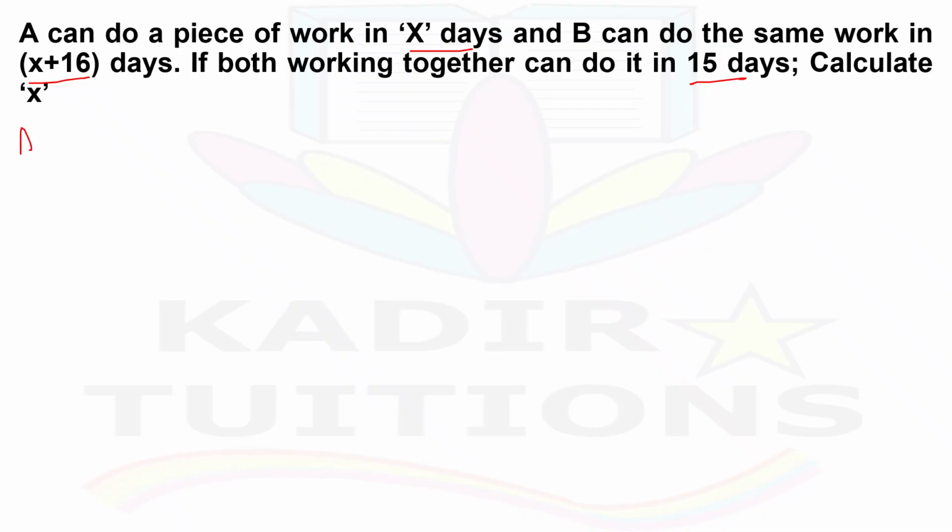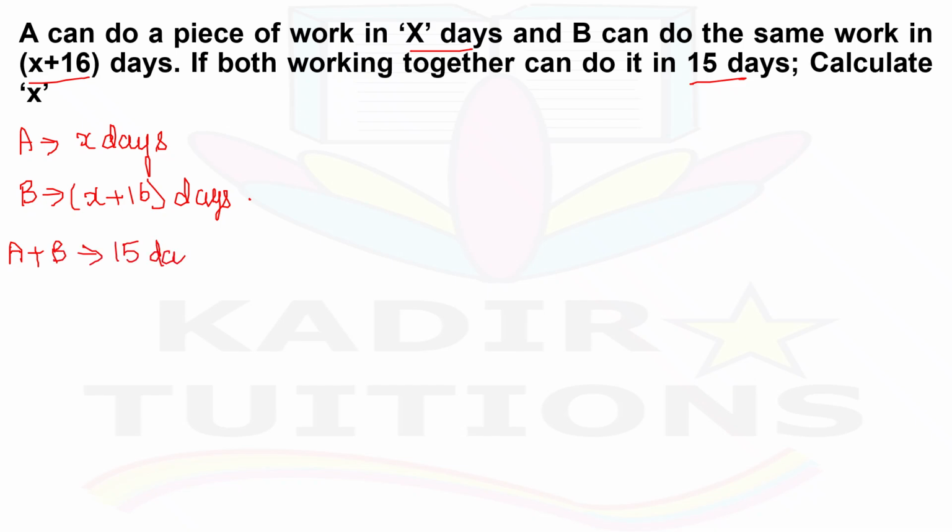So I can divide this question into three parts. What is that? A can do a particular work in X days. That is the first statement. And B can do the same work in X plus 16 days. This is our second statement, which is given in the question. And what about the third statement? The third part is, if both A and B are working together, they will complete the work in 15 days. Using this value, we are going to compare and we'll get some equation.